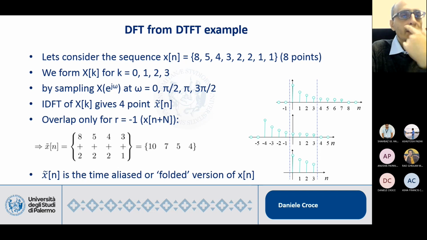And how we construct this sequence is by sampling the continuous periodic DTFT in 4 points, which is 2 pi divided by capital N times k. So we are sampling in only 4 points, which are 0, pi divided by 2, pi, and 3 pi divided by 2. Okay? So the inverse discrete Fourier transform of X of k will give us a sequence x tilde of n of only 4 points.